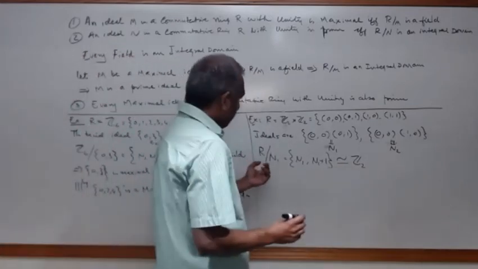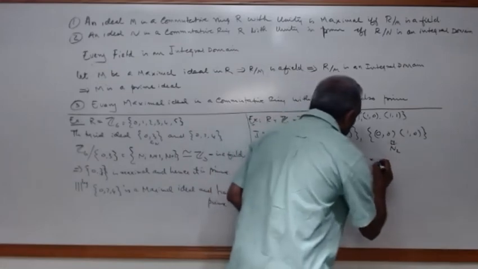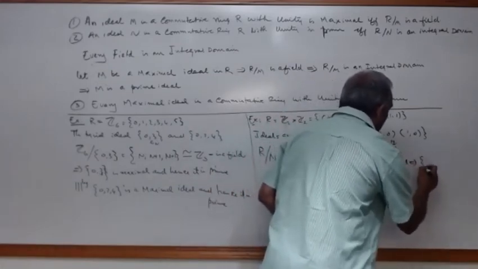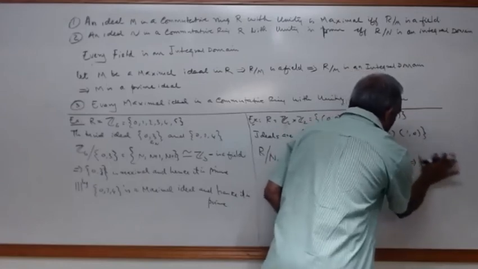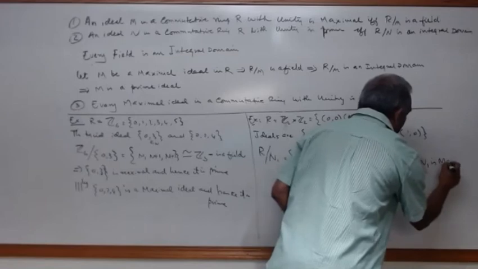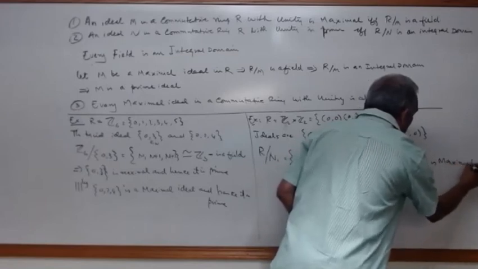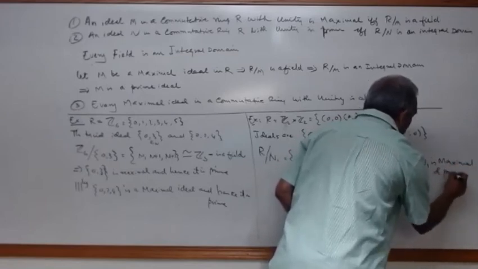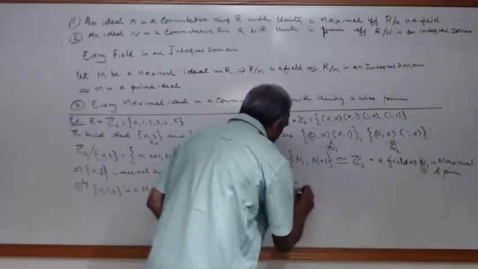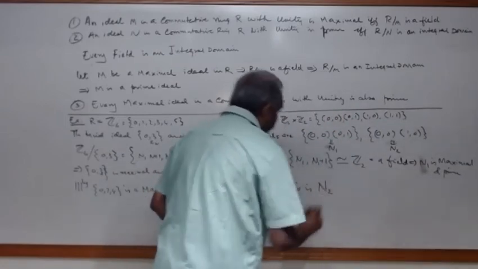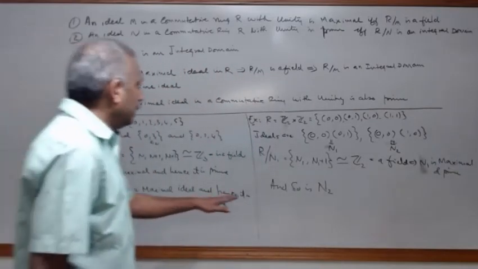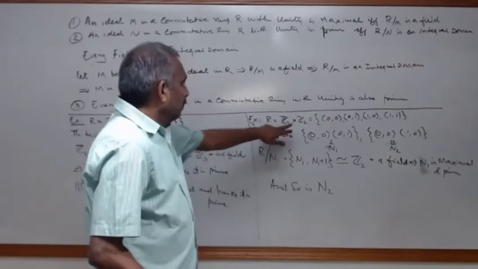So this is again a field, which implies n1 is maximal and prime, and so is n2. So these are the two maximal and prime ideals of this ring.